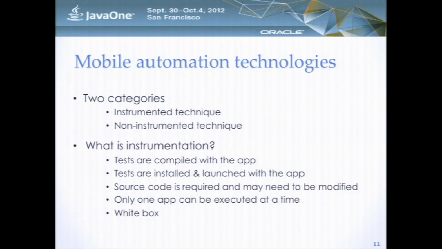So to help understand what instrumentation is, you can also flip the coin and look at what non-instrumentation is. Non-instrumentation doesn't require you to have source code. It doesn't require that you compile your tests together with your source code. And you can also access multiple different applications because it doesn't reside in the sandbox of your application or the device. So you're seeing this as an external party, and it's also known as a black box approach. So now we understand the characteristics of both techniques.